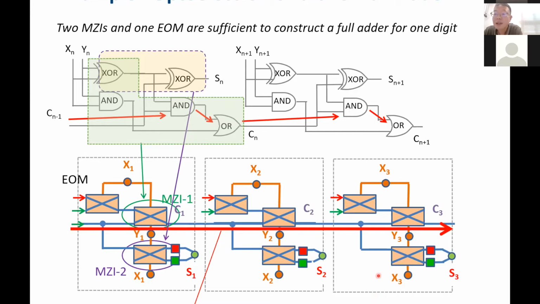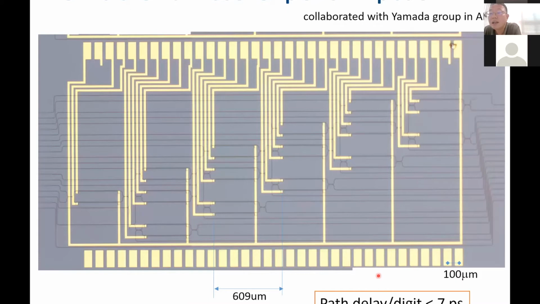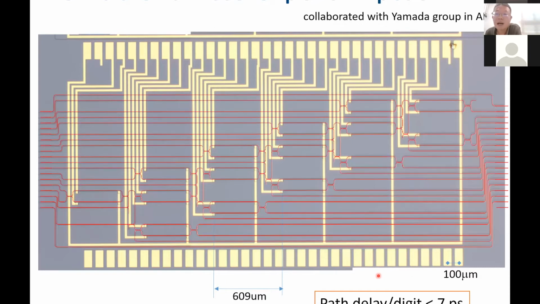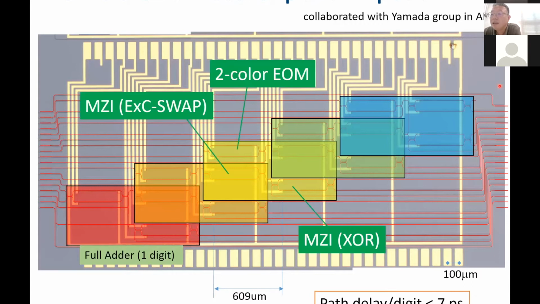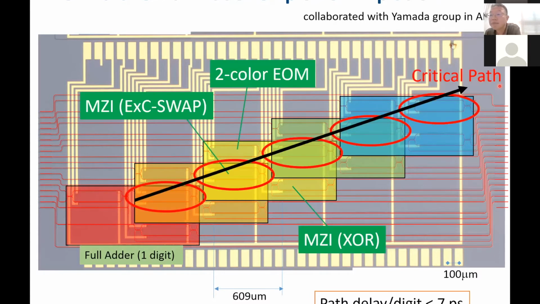So we fabricated this full adder circuit for 5 digits using a silicon photonic platform. Like this, there is the 5-digit circuit. And this is the critical path. And this is a photo of the fabricated chip.